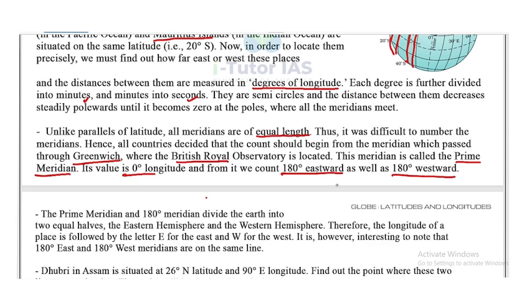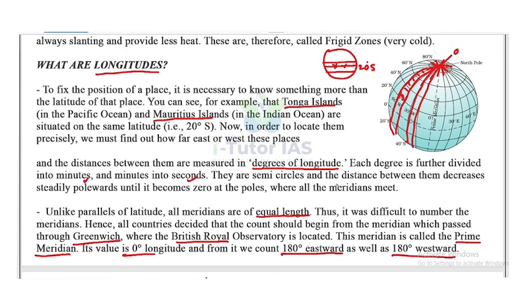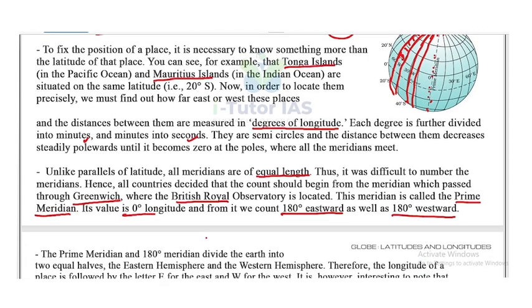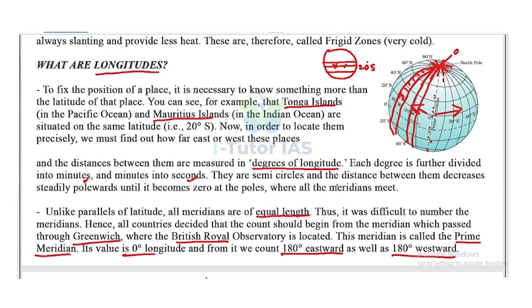Look at this line. This dotted line is called the prime meridian, and this is 0 degree longitude. From this prime meridian, we count 180 degree eastward as well as 180 degree westward. From here 15, 30, 45, and so on, up to 180 degree east, and the same here, 180 degree west.